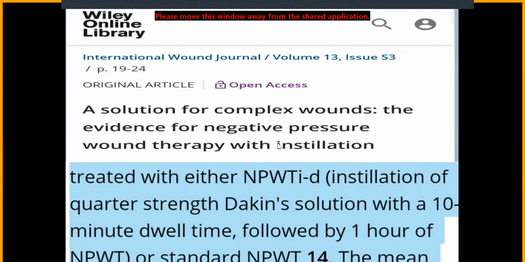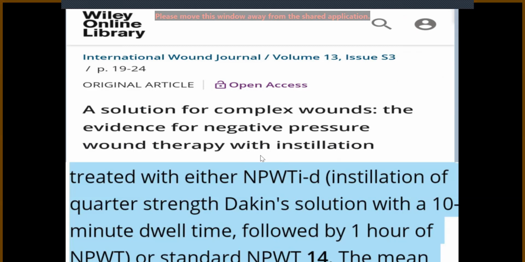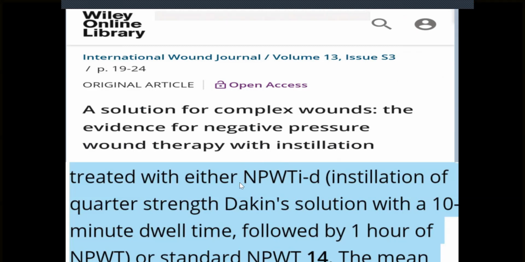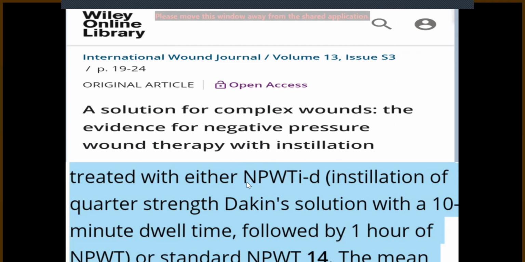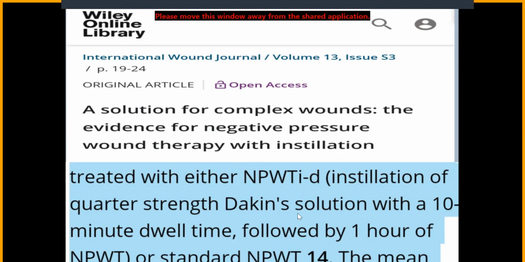And I did not include the result of this study because this was funded by Smith and Nephew. I think there may be some bias because of the funding. That's why I did not include the result, but it is a new phenomenon, a new technique, instillation and dwell time. We can also use it in our setup with various antimicrobial solutions.